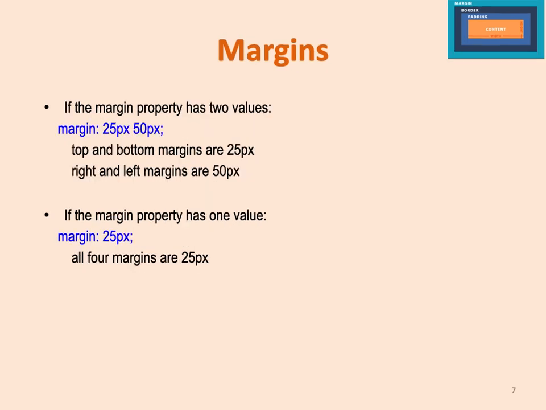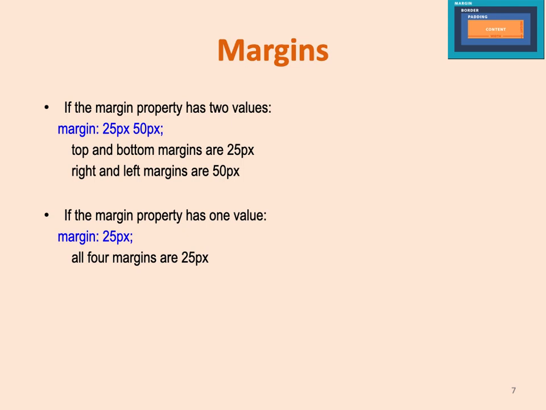If the margin property has two values, margin colon 25px and 50px, top and bottom margins are 25px, right and left margins are assigned the second value, that is 50px. If the margin property has only one value, then all four margins are given the same length property value. So margin colon 25px, all four margins are 25px in size. So this is how margins work.